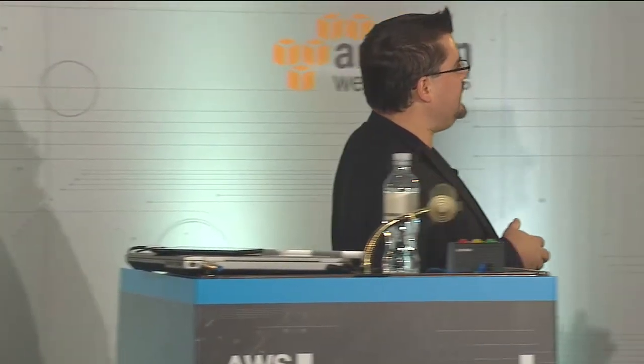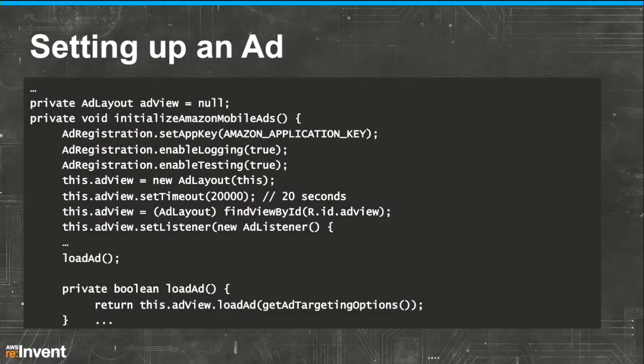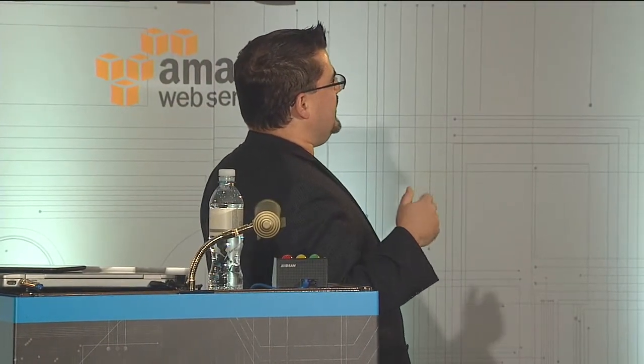So what that would look like is I'm creating an ad layout, and I'm just calling it ad view. And I have an initialize Amazon mobile ads. There's the app key. Everybody remember the app key from the developer portal? And for testing purposes, you can enable logging and testing. You want to set both of these to true. Don't forget to turn them off when you publish your APK. But this is going to give you a whole bunch of logging at runtime, so you can actually see what's going on. You can see the URL of the ad that's being generated and all of the other kind of delta information.